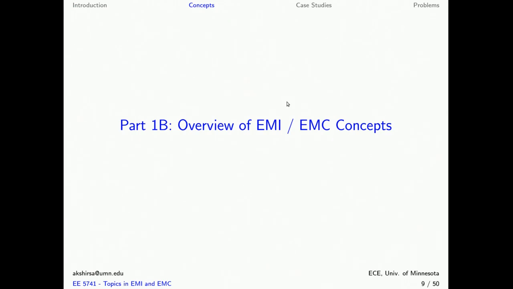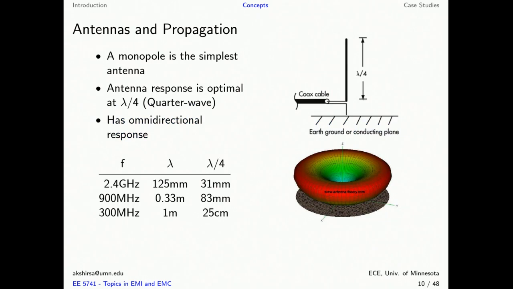Let us now look at some EMI and EMC concepts. The first thing to look at is antennas and propagation. We are not going to go into too much detail about how antennas work, but the simplest antenna is a monopole, which is just a single conductor with some fixed length. The response of this antenna is optimal at lambda by 4, which is called the quarter wavelength. It also has an omnidirectional response, which means it radiates equally well in all directions.